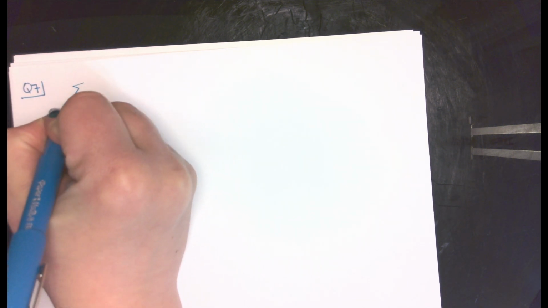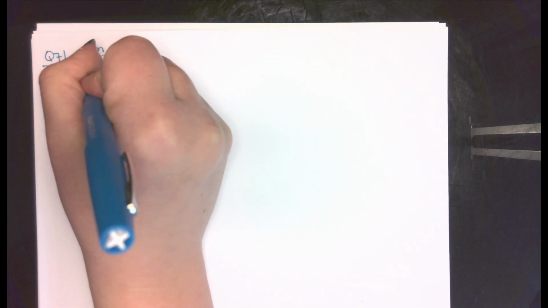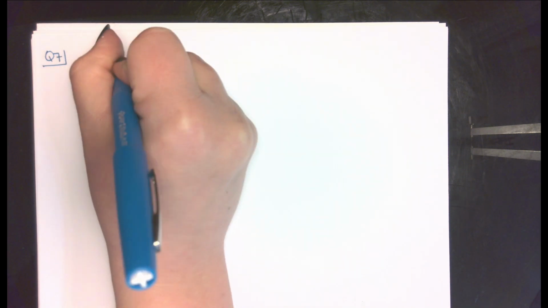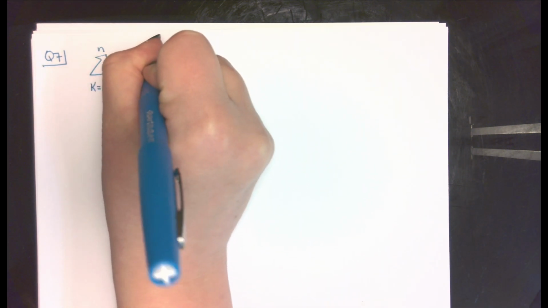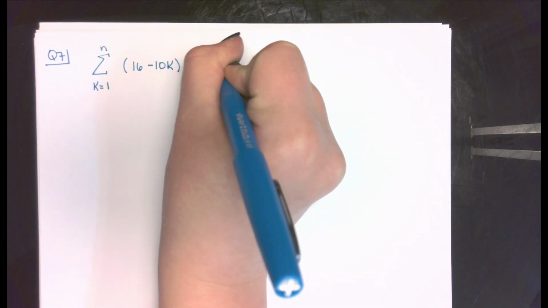Again, we will have the unknown upper limit. Then we have the... I'm noticing all of these examples are using k. It's not always k, I hope you see that. So 16 minus 10k is equal to a negative 390.